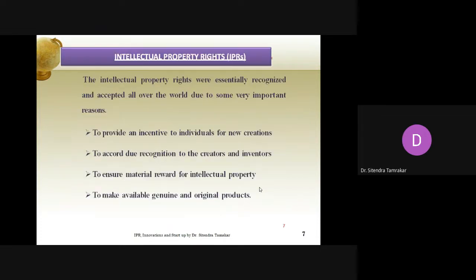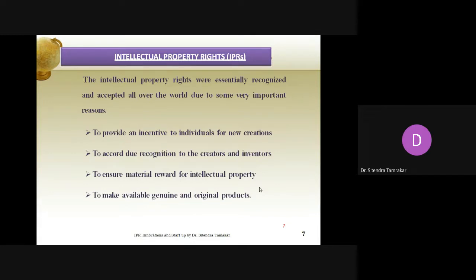So it says the intellectual property rights were essentially recognized and accepted all over the world for very important reasons. To provide an incentive for the individual for new creations, to accord due recognition to the creators and the investors, to ensure material rewards for the intellectual property, and to make available genuine and original products.